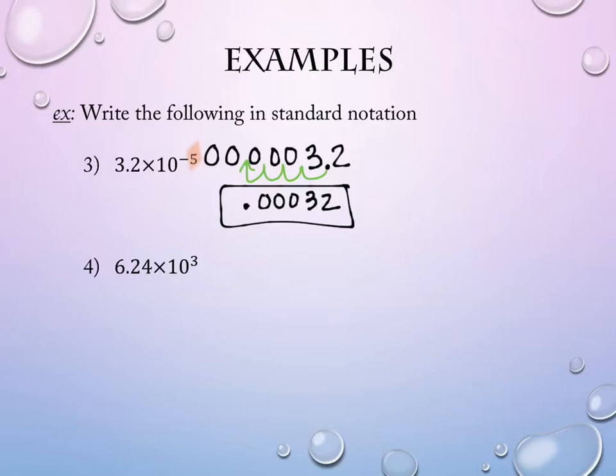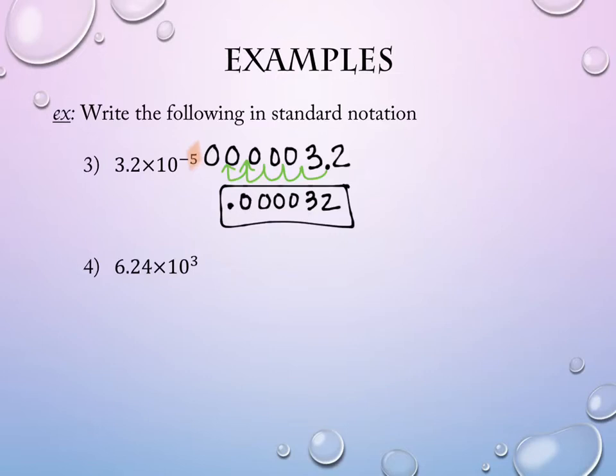Wait, why 4 and not 5? Oh, it was 5. I apologize. I was thinking about my last problem, which was 4. I apologize. It was 5. We'll fix it. Thank you for catching that, Walker. That threw me off. So sorry. I didn't mean to throw you off. I was stuck on my last one, which had an exponent of 4. It is 5 places. Thank you. 5 places.